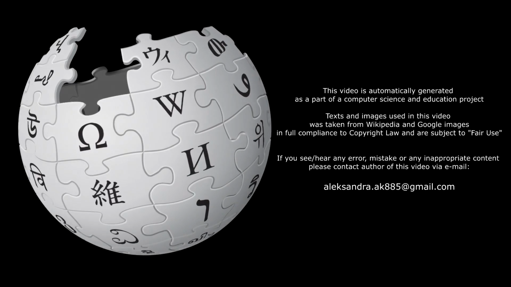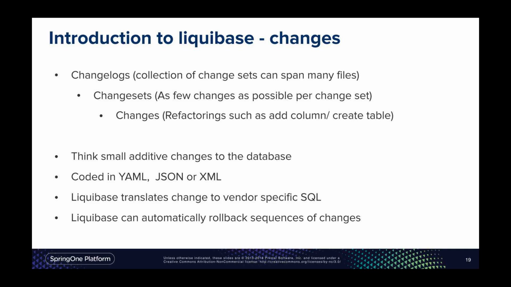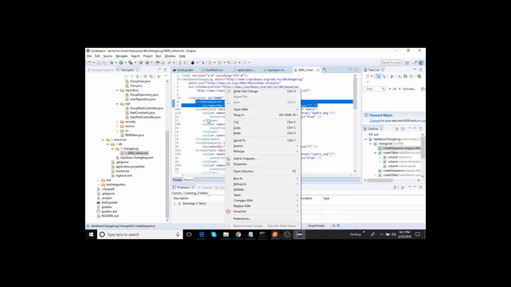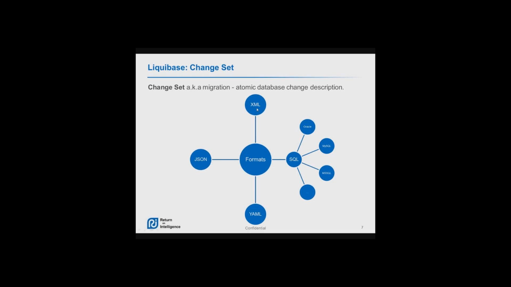Liquibase is an open-source, database-independent library for tracking, managing and applying database schema changes. It was started in 2006 to allow easier tracking of database changes, especially in an Agile software development environment.